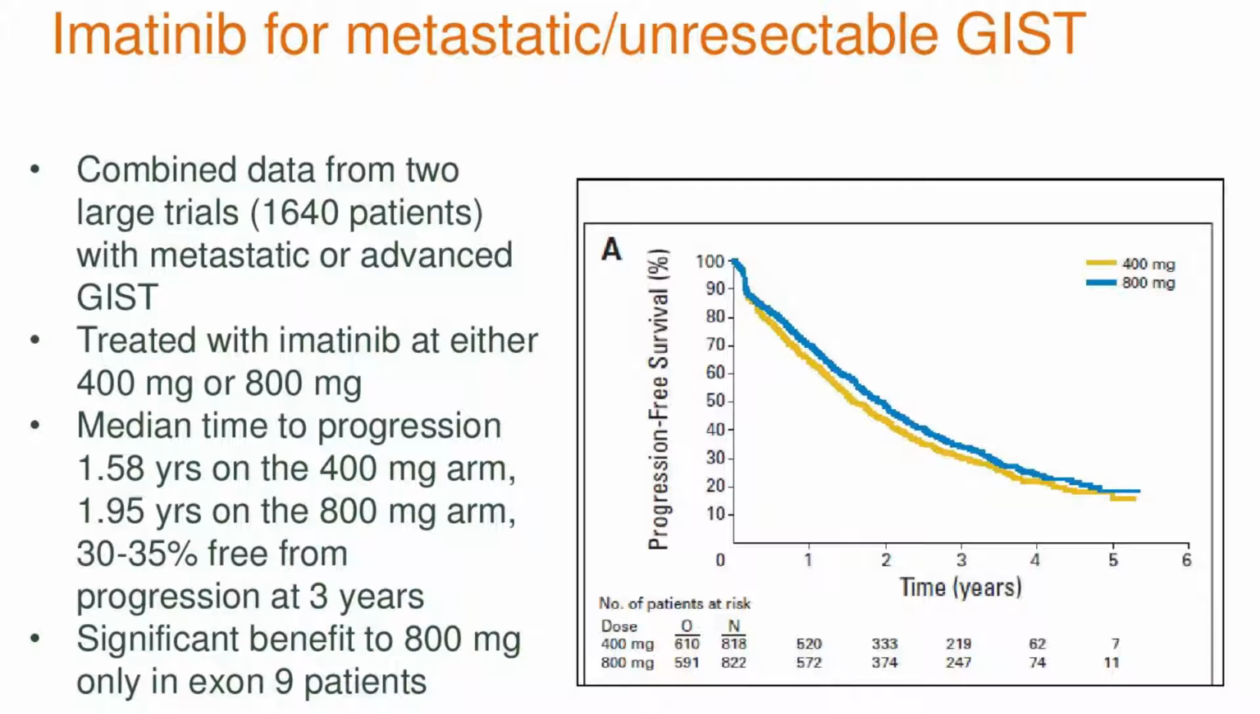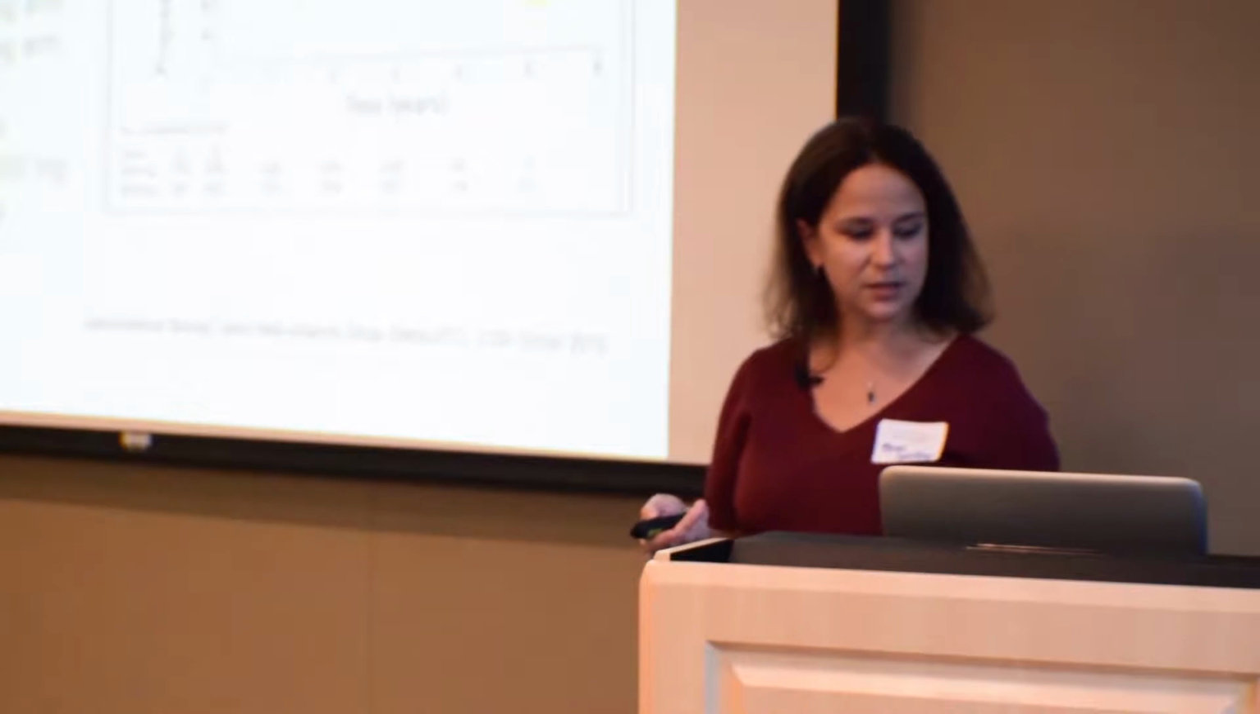They were treated with either 400 milligrams of Gleevec, which is the standard dose, or a double dose at 800. And basically, it didn't really matter so much whether you got the low dose or the high dose to start, except if you had exon 9. So they went back and looked at the patients, and the people that had exon 9, which is the one that's out on the surface of the cell, they did better overall if they had the high dose of Gleevec. This wasn't true for everybody, though. And so another reason to know ahead of time where your mistake is, where your mutation is.